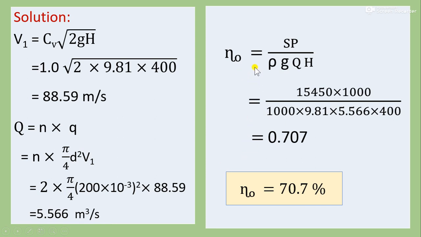Then we use overall efficiency formula, where shaft power we take in watt. So that's why here multiplied by 1000. Value of rho in kg per meter cube as 1000. G value, Q already calculated and H is given, so by the calculation we get overall efficiency percentage.